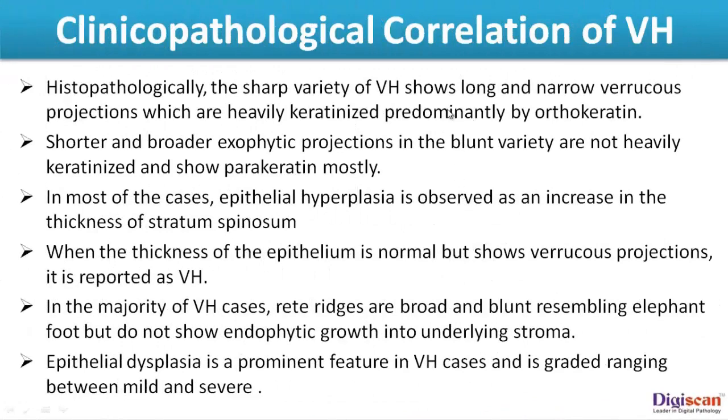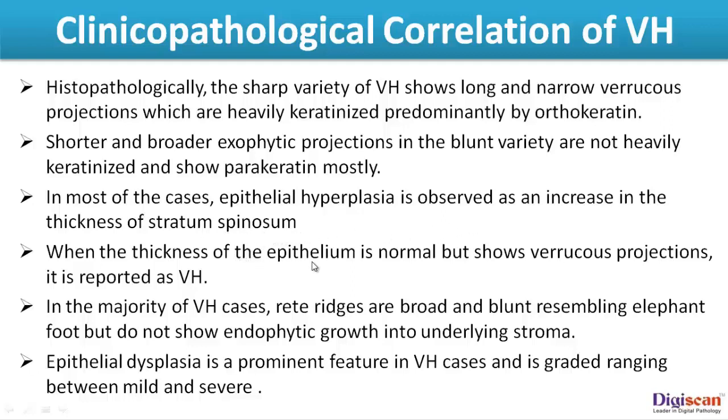Histopathologically, the sharp variety of verrucous hyperplasia shows long and narrow verrucous projections which are heavily keratinized, predominantly by orthokeratin, as we have seen. Shorter and broader exophytic projections in the blunt variety are not heavily keratinized and show parakeratin mostly. In most of the cases, epithelial hyperplasia is observed as an increase in the thickness of stratum spinosum.